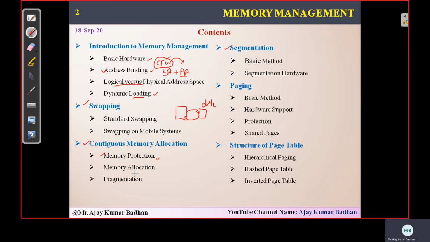Then we do have something called memory allocation. So how can we allocate memory? There are two basic strategies using which we are going to do that: something called the fixed and variable strategy. Okay, so fixed and variable. I will explain that when we go into the slides.